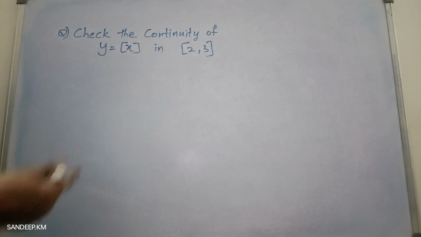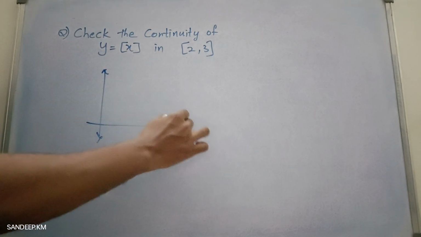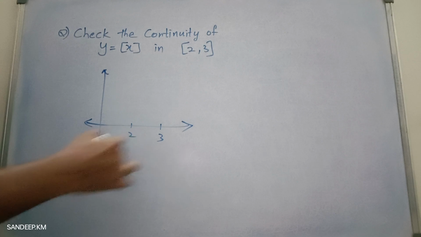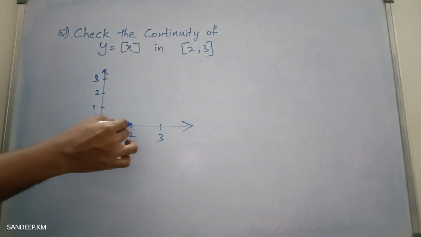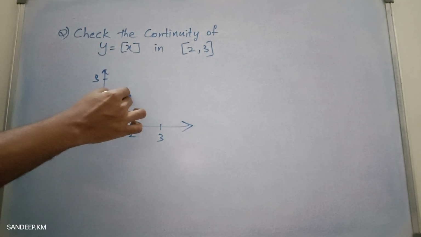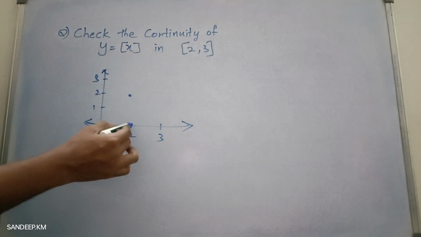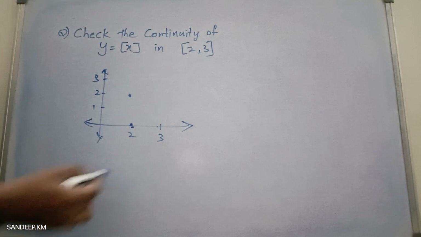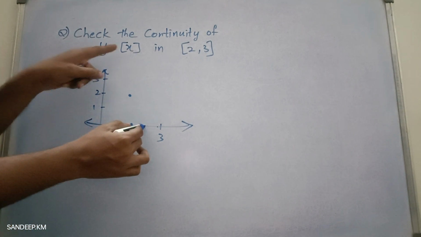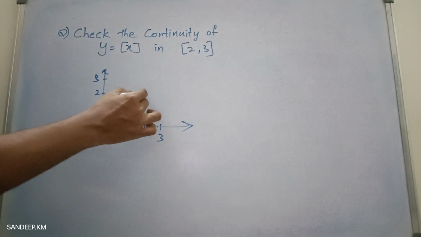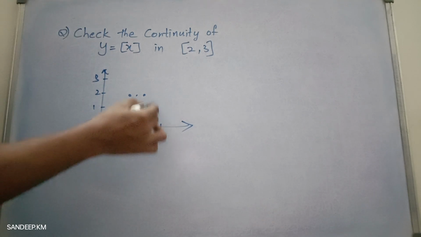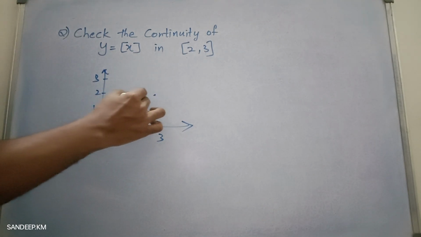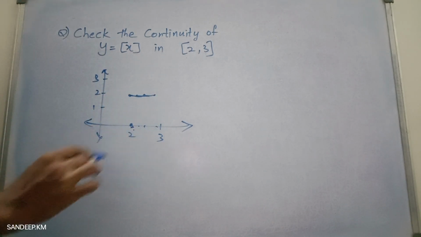Obviously, let us use the graph of it. You will understand it very easily if you draw the graph. Here is the input 2 and here is the input 3. When the input is 2, step of 2 is equal to 2. For all the values between 2 and 3, for example 2.5, step of 2.5 is also 2. Step of 2.3 is also 2. Step of 2.9 is also 2. So between 2 and 3 it is continuous.